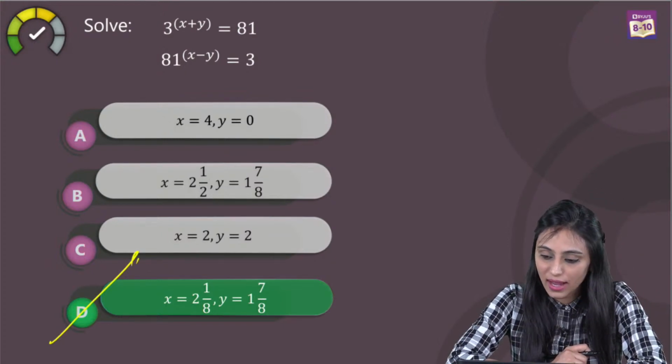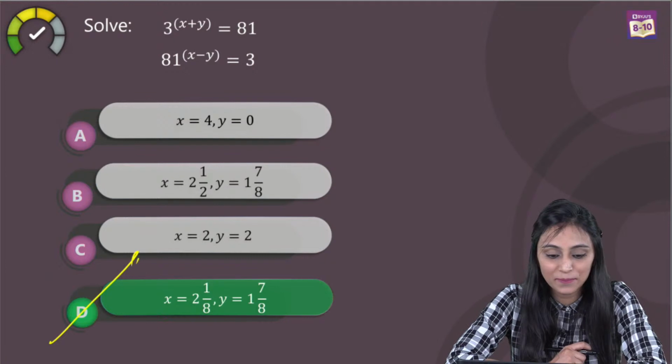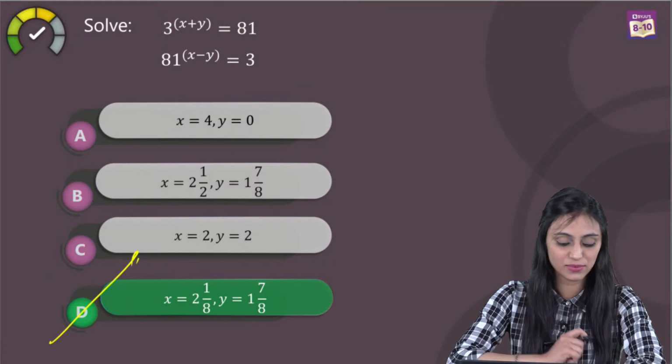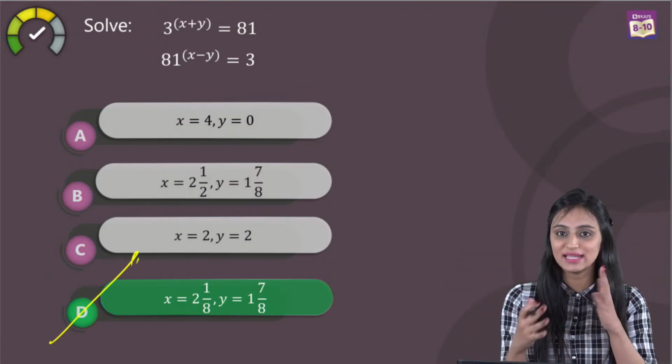Shambhavi says y is 15 by 8. Abhishek Nair says 15 by 8. Swaroop says 17 by 8, 15 by 8. Absolutely. Astha says 111 by 8. How can it be 111 by 8? Gayatri says it's option D. Suchi says it's option D. Yes, absolutely. So we have understood how to solve these kinds of questions.